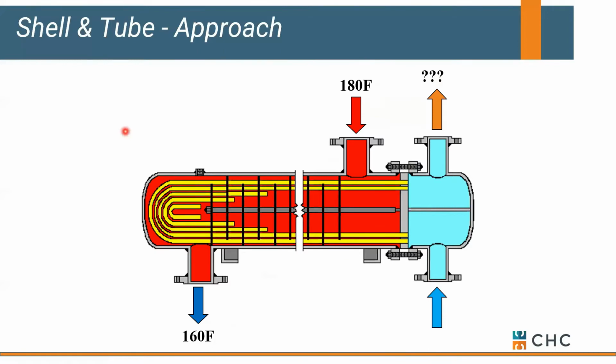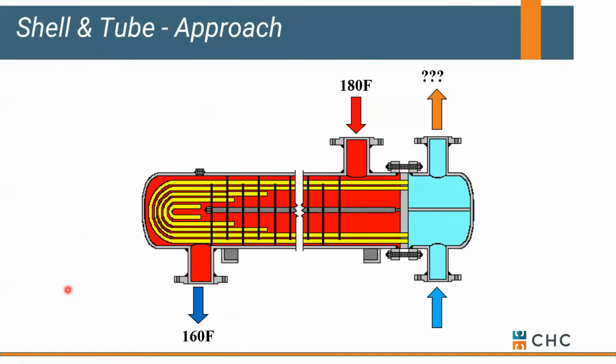How hot can we get the leaving water temperature on the tube side of this heat exchanger? How warm can I get this thing if I'm coming in at 180? Well, with the shell and tube heat exchanger, the best I can do is get within 5 degrees of my leaving water temperature. So if I'm leaving at 160, the best I can do is get to 155. So whoever guessed that, congratulations.